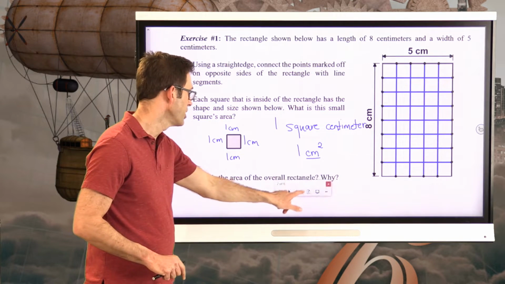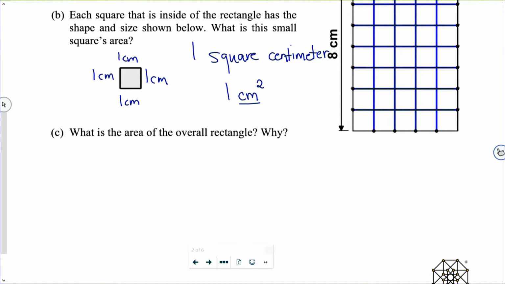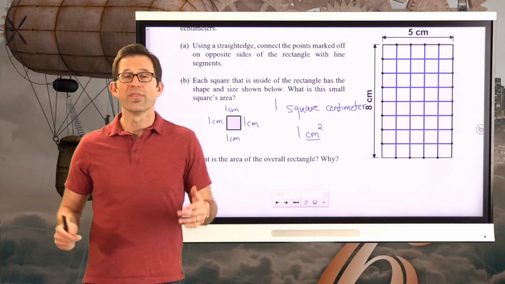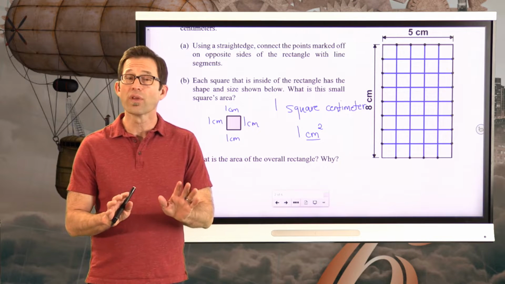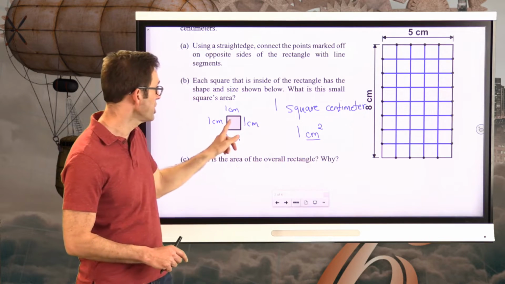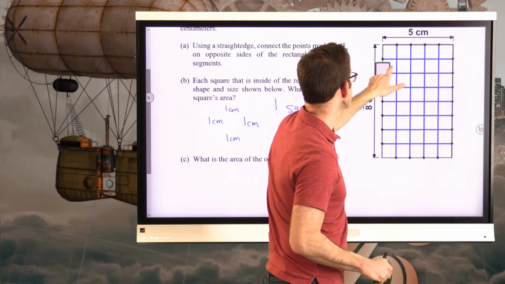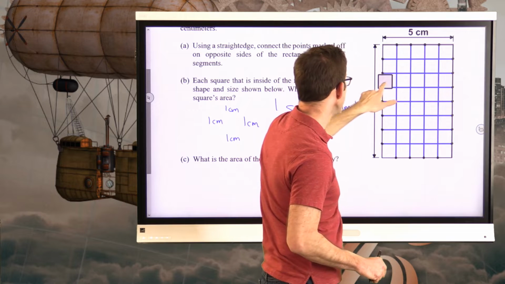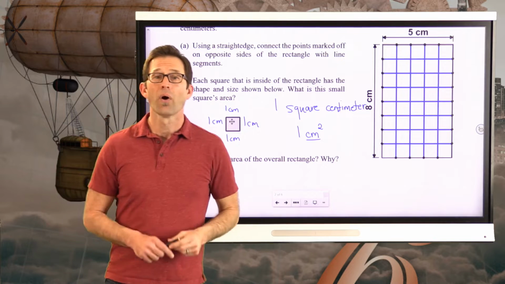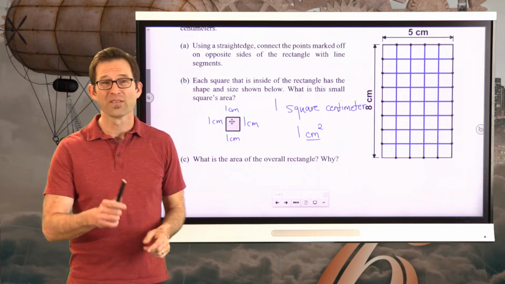Now, letter C: what is the area of the overall rectangle and why? The answer to that is really how many of these squares would fit inside of this rectangle. If you literally took the square and were like, well, 1, 2, 3, 4, 5, 6, 7, 8, 9, 10, 11, etc., how many of them would sit in there? Pause the video now and see if you can figure it out without actually counting them all out.